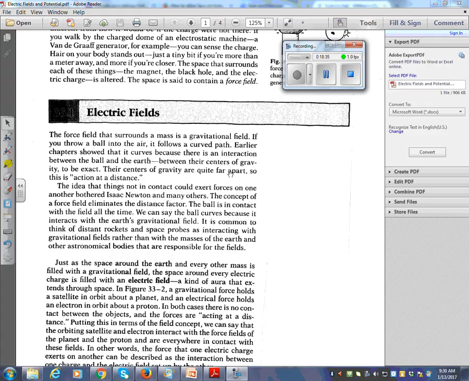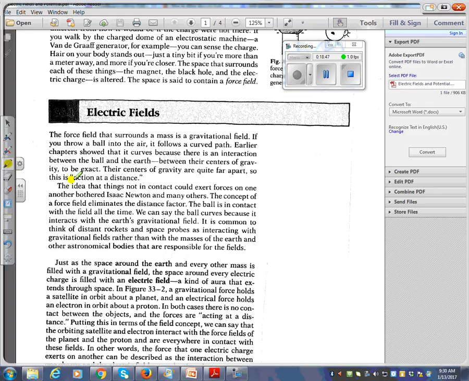If you throw a ball into the air, it follows a curved path. Earlier chapters showed that it curves because there is an interaction between the ball and the Earth, between their centers of gravity to be exact, and their centers of gravity are quite far apart. So this is, again, action at a distance, or if you will, force at a distance, right? You're applying a force even though there is no connection. There is this ability to apply a force even though they're not physically in contact.